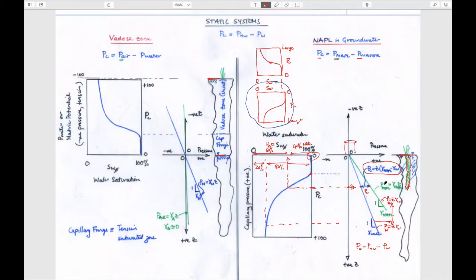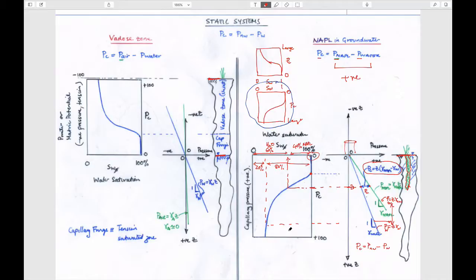Because the green curve increases faster than the blue curve, this will always be positive, right? This will always be larger than this, just by looking at this. The green curve is always larger than the blue curve. And so the capillary pressure is always positive here.